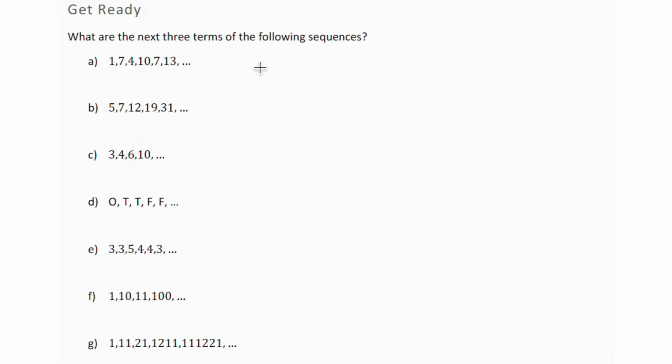What are the next three terms of the following sequences? So some of these are known sequences, some of them are a little bit of fun, but the whole idea is we're trying to spot patterns.